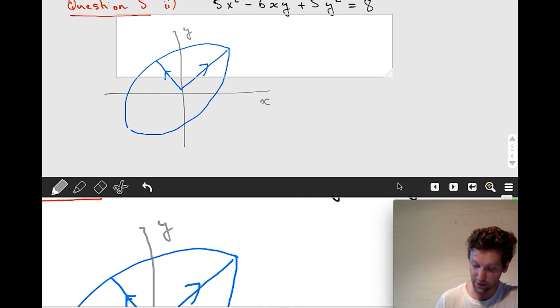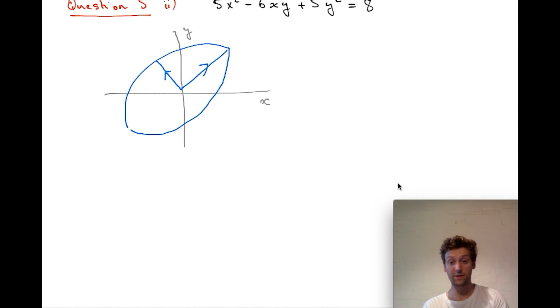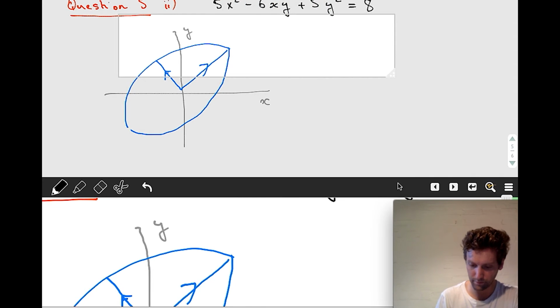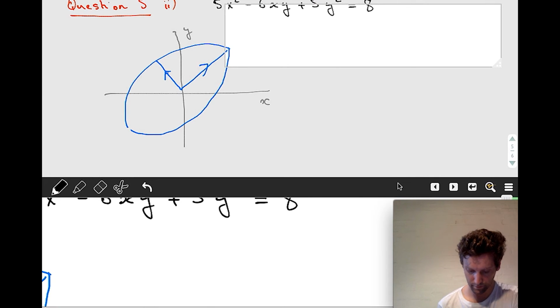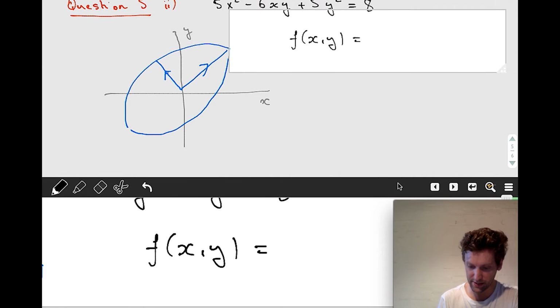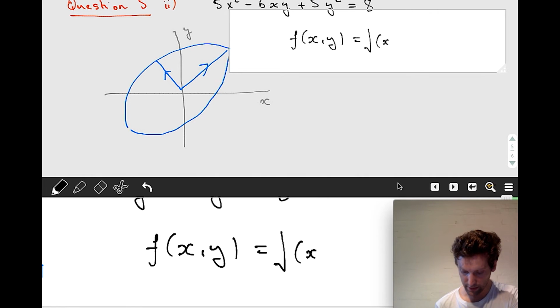Okay, so the first thing we need to do is identify what is the thing we're maximizing or minimizing, and what is the constraint. So it's clear that we're looking for the maximum or minimum distance of the origin to the ellipse. So the thing we're maximizing or minimizing is going to be distance. So f of x, y is going to be the distance between the origin and a point x, y.